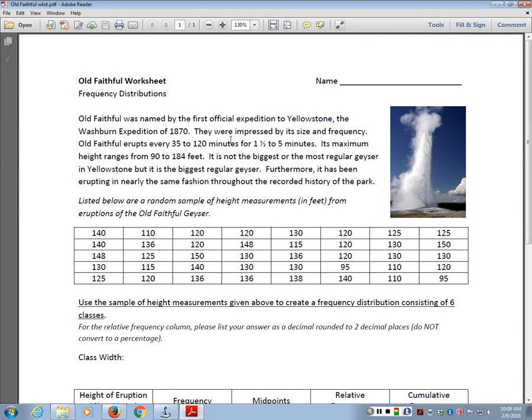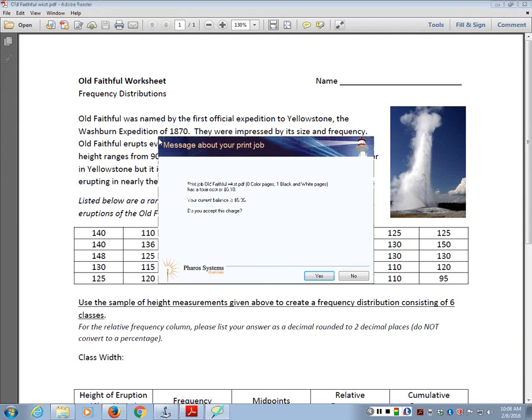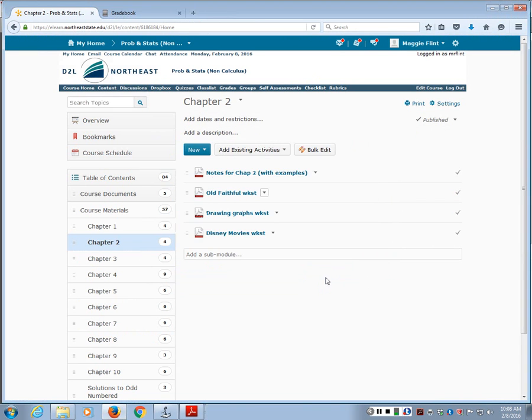Now, I am going to do the Old Faithful worksheet with you here in class, but I expect you to do the other two as homework, and I probably will take up both of those. Sometimes I take some up now. I'll probably take up the Disney movies worksheet. The drawing grass worksheet, I'll let you know if I'm going to take it up or not.